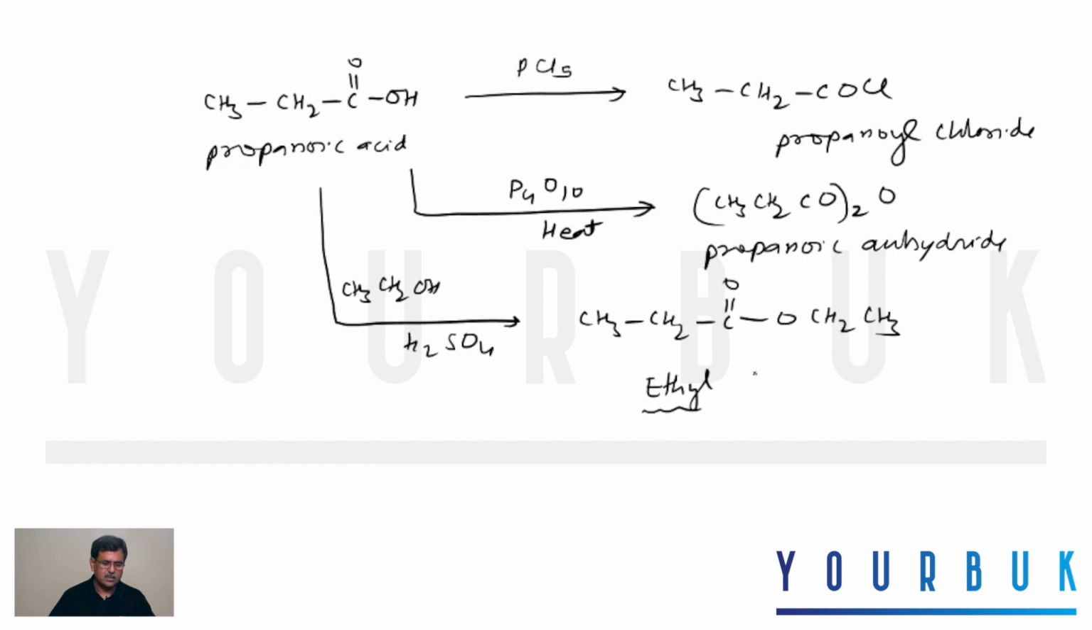So the group directly bonded to oxygen will come as a prefix. In this case, it is ethyl, and in the acid part, in the alkanoic acid, we replace IC acid by ATE. So it was a propanoic acid. Now this propanoic acid becomes a propanoate. So IC acid has been replaced by ATE.